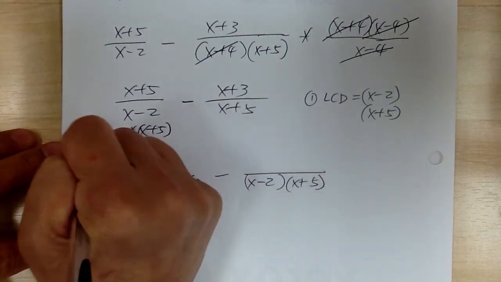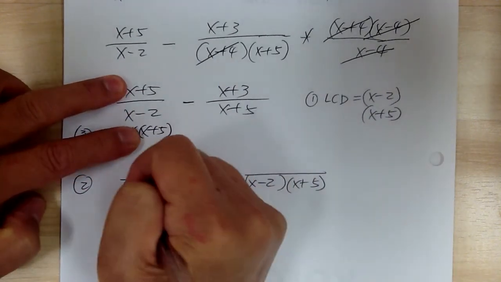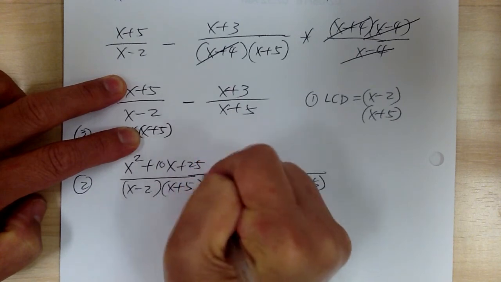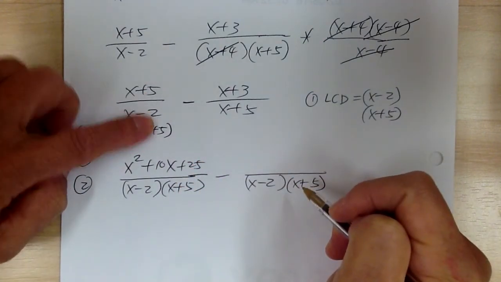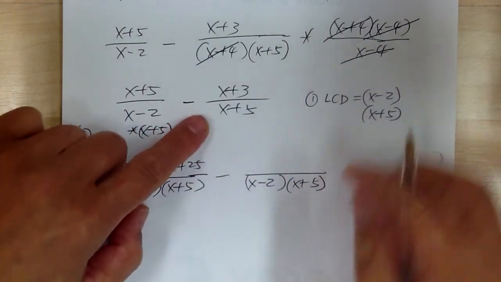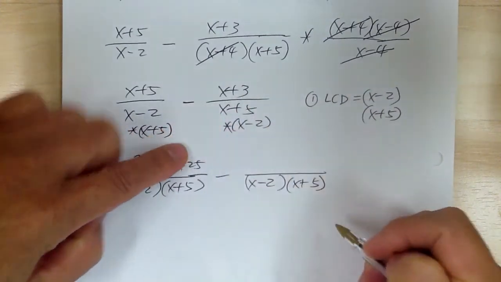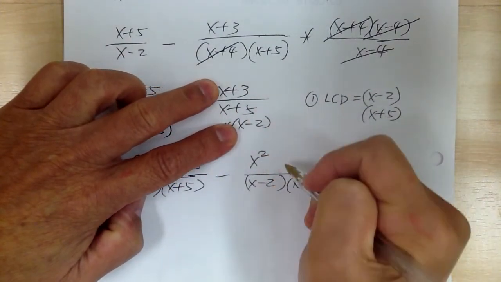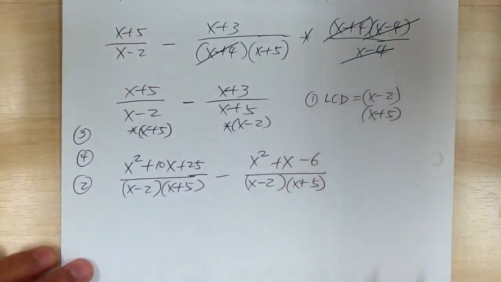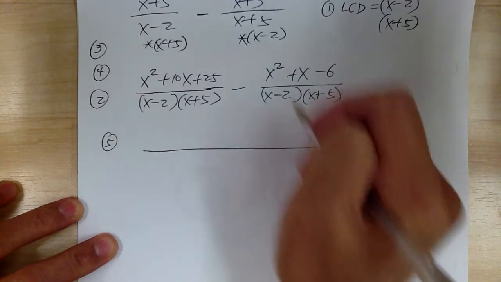So now you have to do step 4, you have to multiply out. So this times that gives you that. On the top, when you multiply, you get x squared plus 10x plus 25. Again, you add to get 10, multiply to get 25. Now let's go to the second one. You have the x plus 5, so you're missing x minus 2. So when you multiply, you get x squared. You add, you get plus 1x. Multiply, you get minus 6. Okay, so now you go and do step 5. Put all this together.